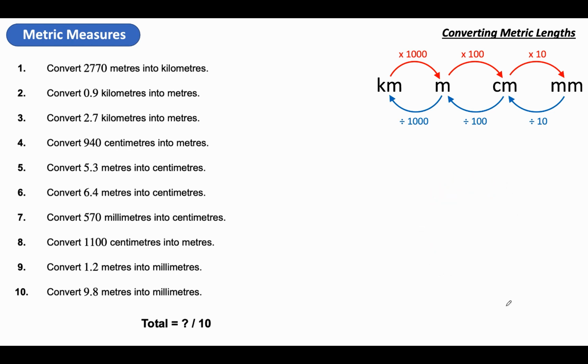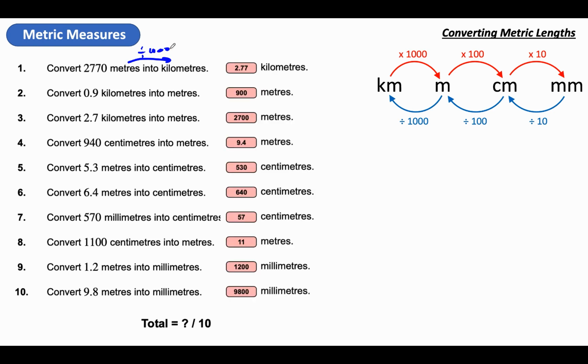Okay, we've unpaused. Right, let's just show you the first one. Metres into kilometres. Obviously, going from metres to kilometres, I need to divide by 1,000. And so here come all the answers. The first one's 2.77 kilometres, then 900 metres, 2,700 metres, 9.4 metres, 530 centimetres, 640 centimetres, 57 centimetres, 11 metres, 1,200 millimetres, and 9,800 millimetres on the end there. Okay, I hope you got all of those right. Do let me know how many you got out of 10.